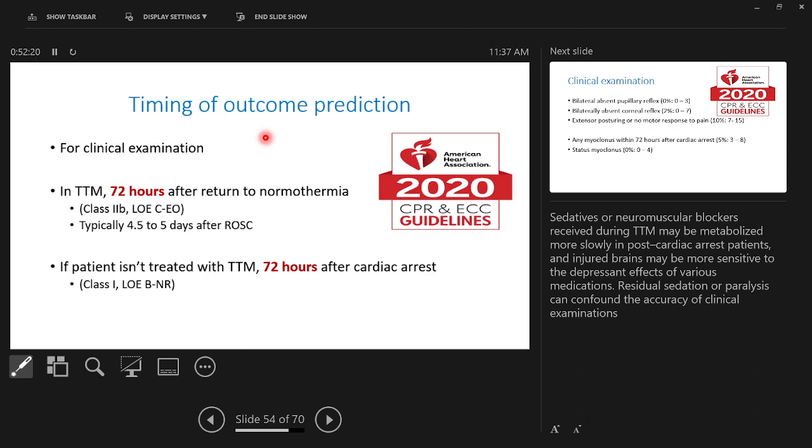Then in case of a patient who is not on TTM, the neuroprognostication has to be done 72 hours after cardiac arrest. Why do we mostly do it after 72 hours after cardiac arrest? Because for neuroprognostication, we should use tools which have very good specificity and a low false positive rate. And many recent studies have shown that the tools we are using have the least false positive rate after 72 hours. So we are following the guideline of doing the neuroprognostication after 72 hours.